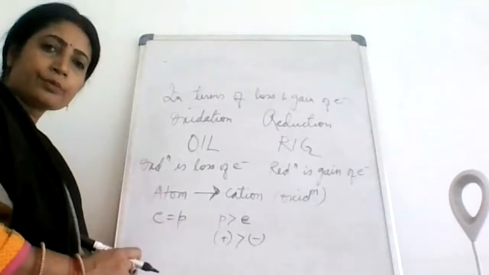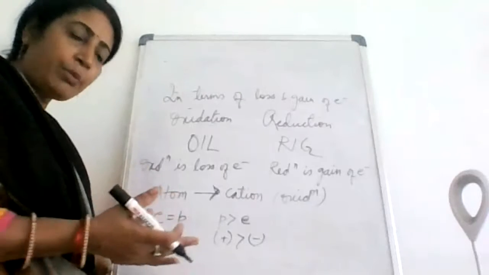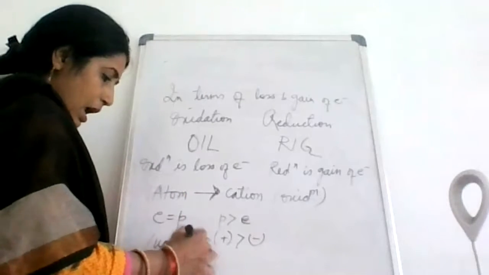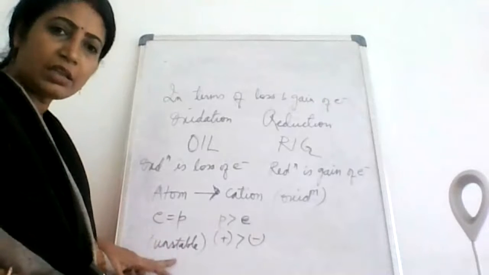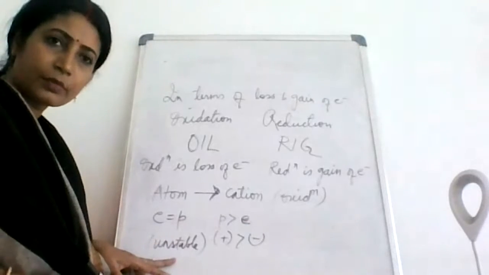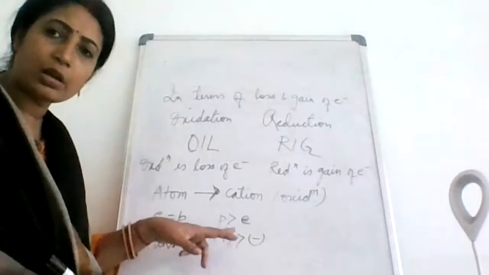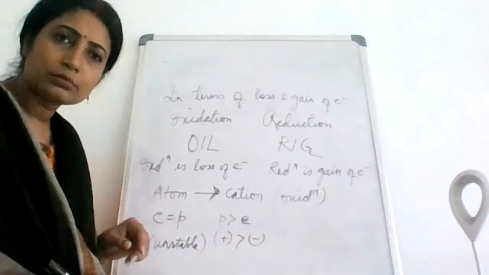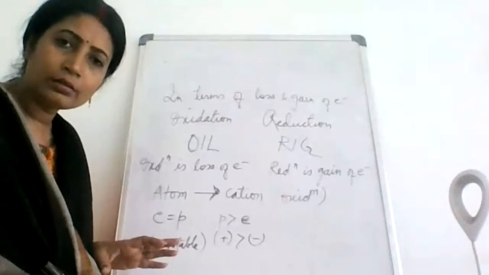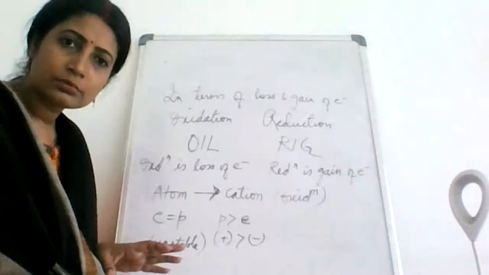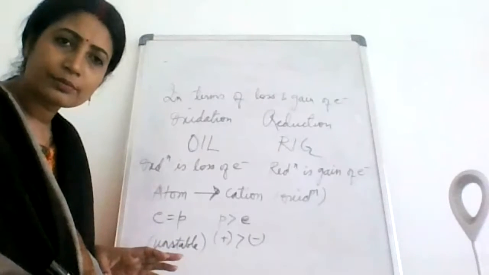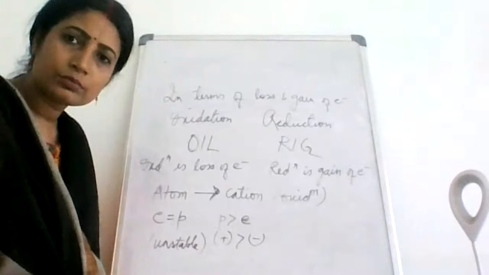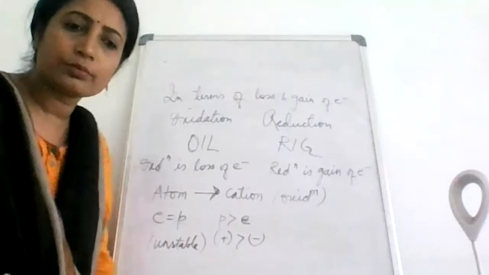But in order to become stable, what is an atom? An atom is unstable. It becomes stable. How does it become stable? By forming ions. Do you agree? Class? Yes.